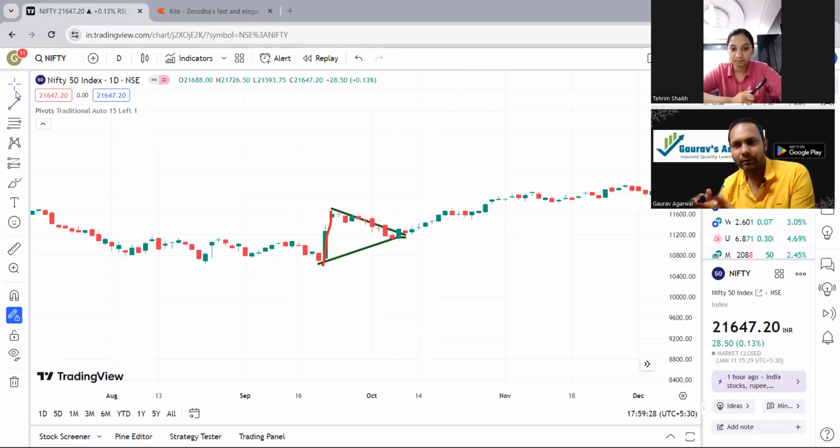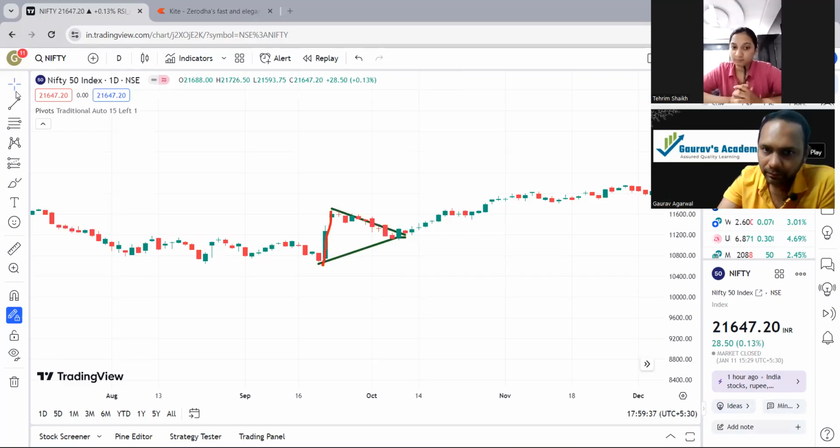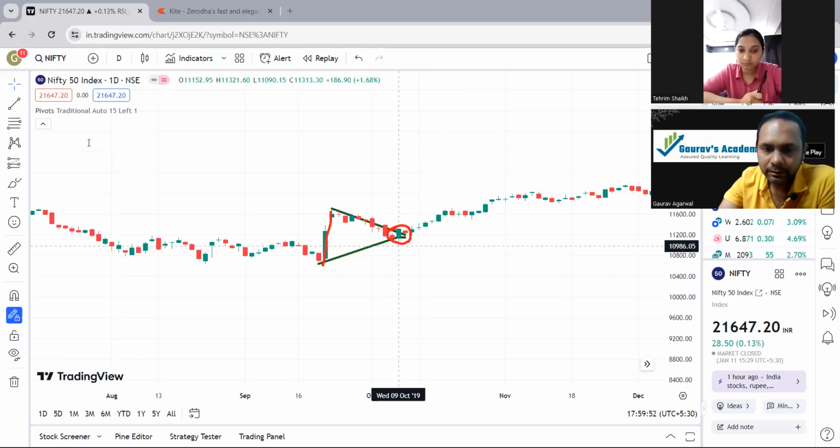So first you have to try to identify these patterns on the chart. Once you identify it, then you have to draw the trend lines to take the trade. And then once you have drawn the trend line, then here is the peak, right? Now you have to take the trade here. So how you have to take the trade? You have to take the trade on this candle, right? This candle high and low, you have to take the trade.